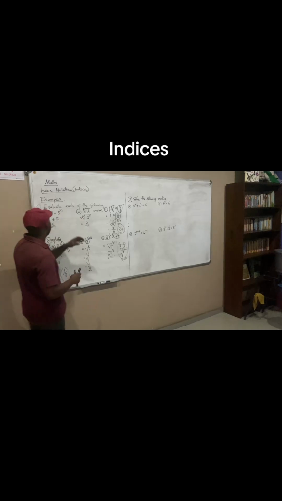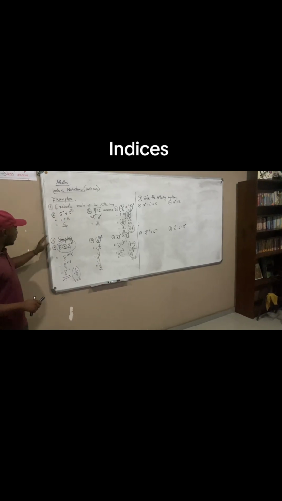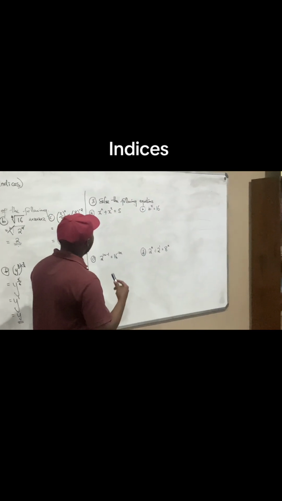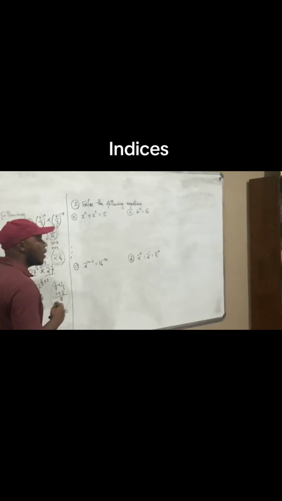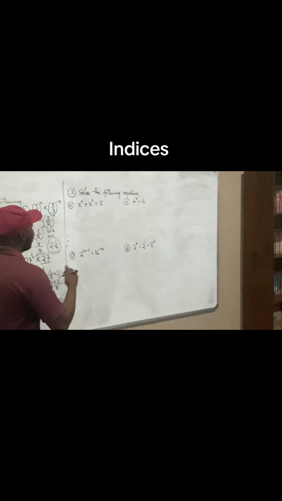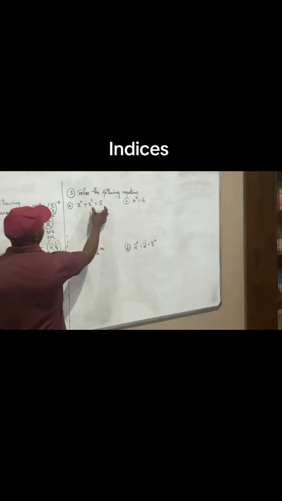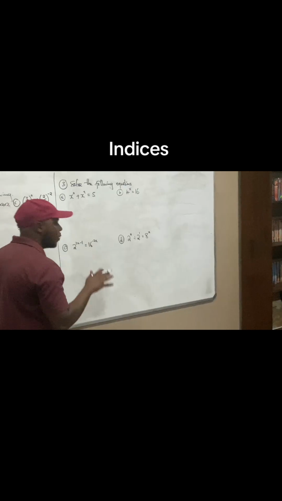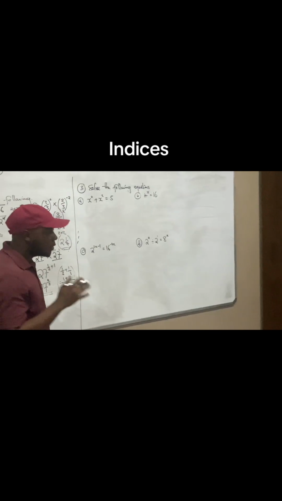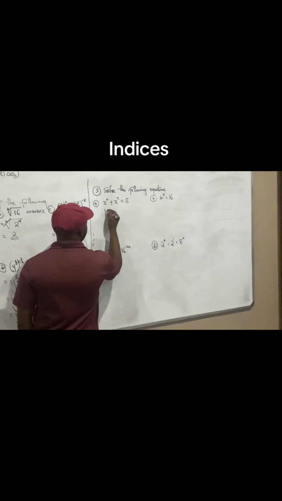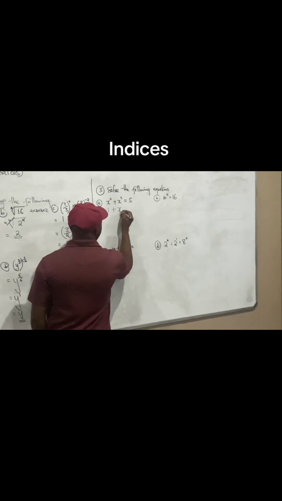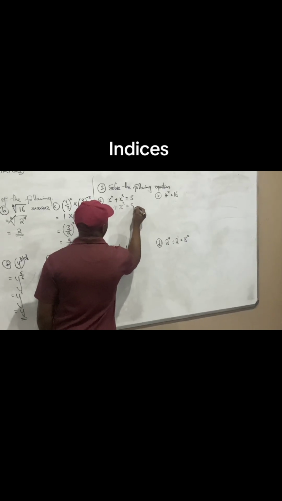Okay, so I've completed the first one, then the second one, and the last one is the third one, which is the equation. Saying solve the following equation. Now, how do you solve the equation? Let's start with the first one here. Now, we have x to the power 0. Remember, any number to the power 0 is 1. So I have 1 plus x to the power 2 is equal to 5.